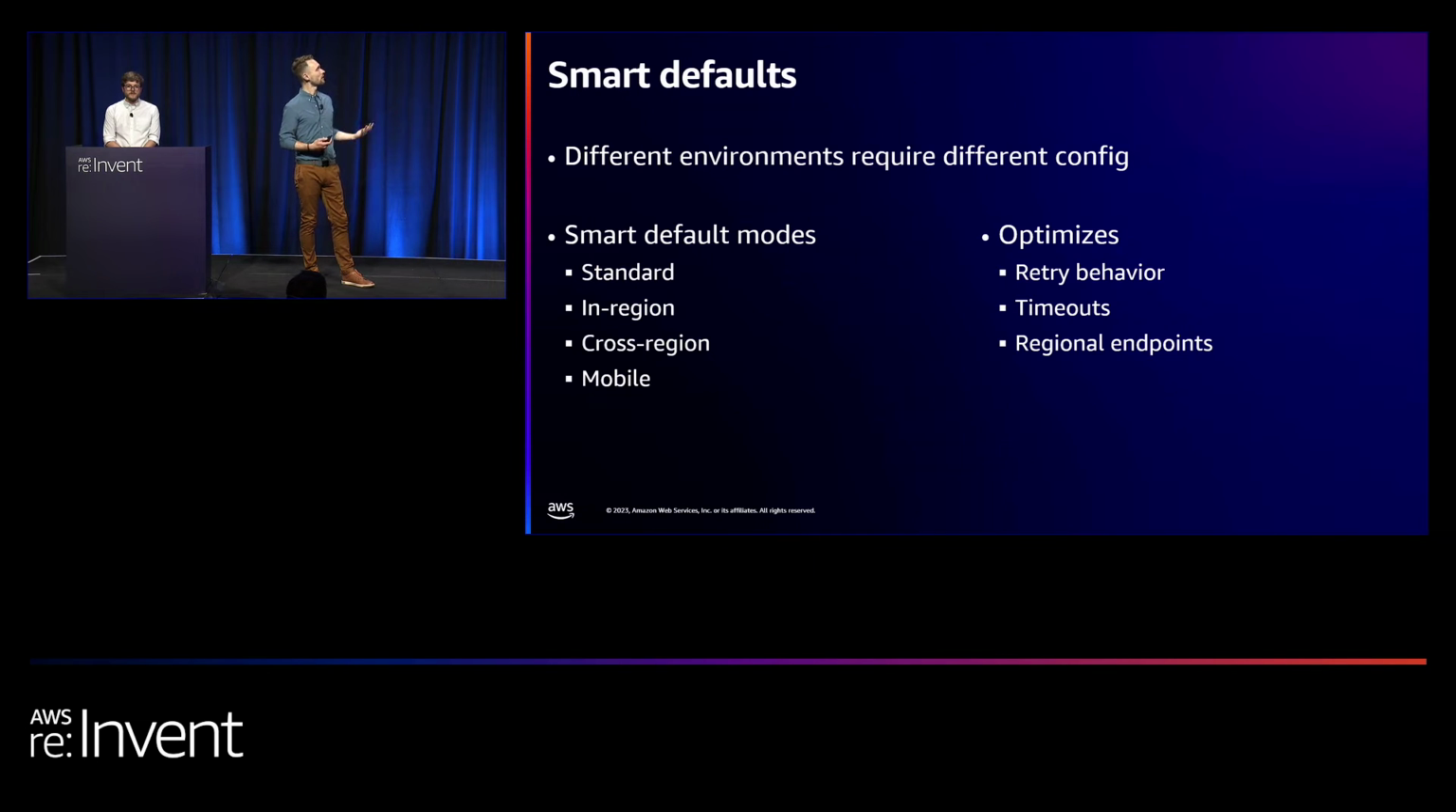All of these different default modes optimize various settings within the SDK, such as retry behavior, timeouts, and regional endpoints. To give you an example, in the in-region default mode, the timeouts are configured to be very narrow and very strict. That's because if you're making calls from a region to other things in that same region, you expect the network latency to be very low, you expect responses to be very fast. And if they're not, you want to fail quickly so that you can either retry them soon, or you can give up and have some upstream process retry them for you.